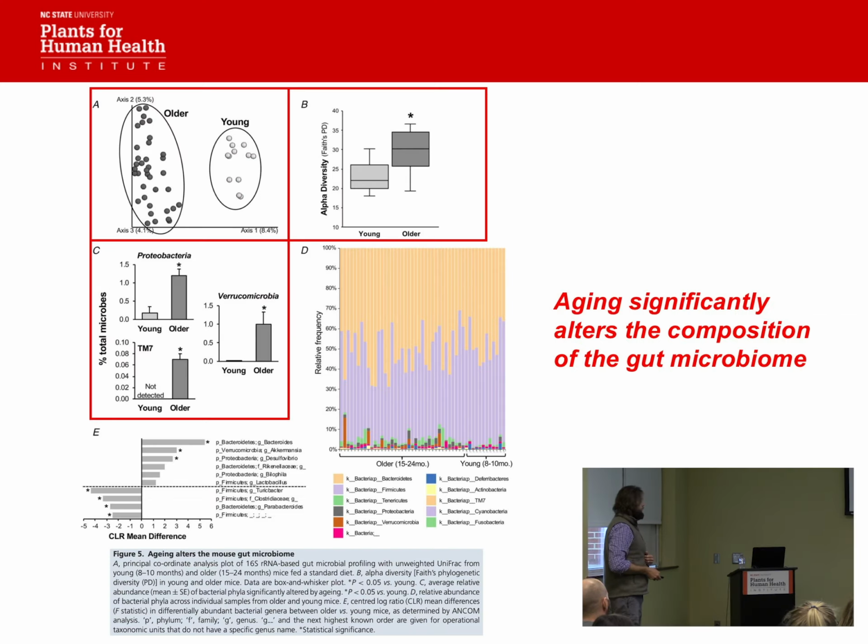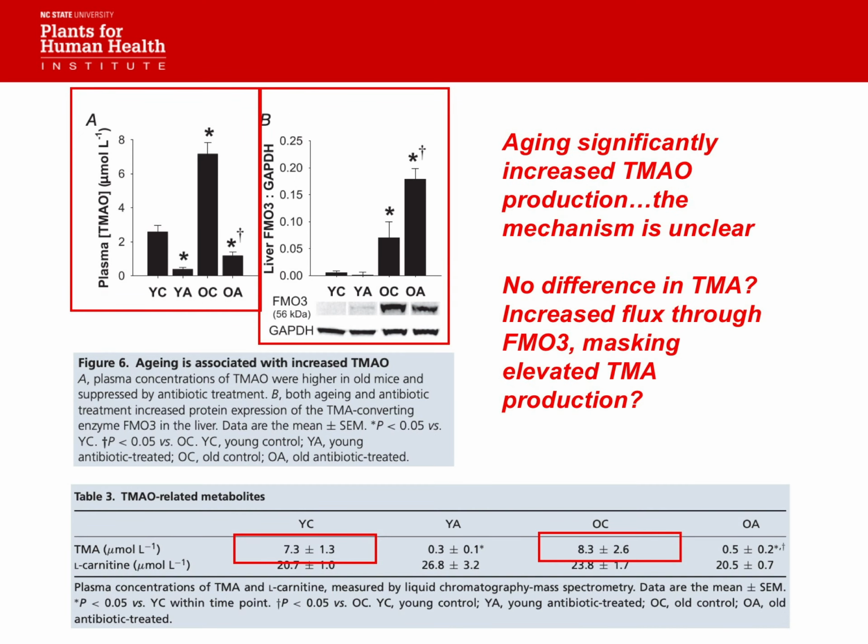They also, and again, I'm not going to dwell on this here, but if you just look at principal composition analysis of the microbiome, you can see that older and younger mice have totally different microbiome profiles. And finally, we actually see that if you compare older mice to younger mice, they have significantly greater TMAO levels, and that antibiotics significantly blunted TMAO production.